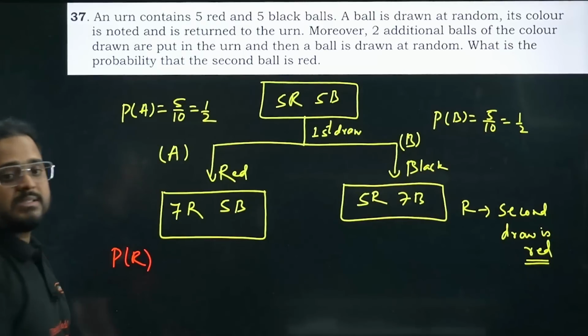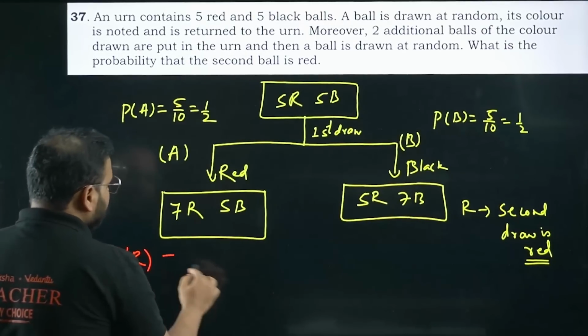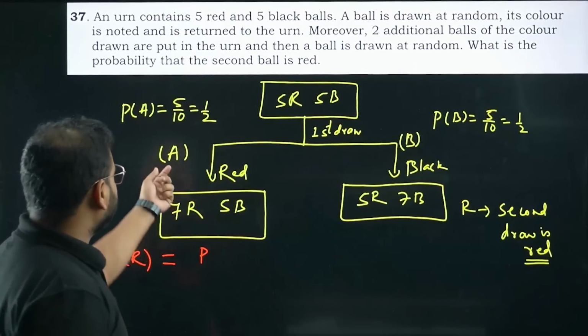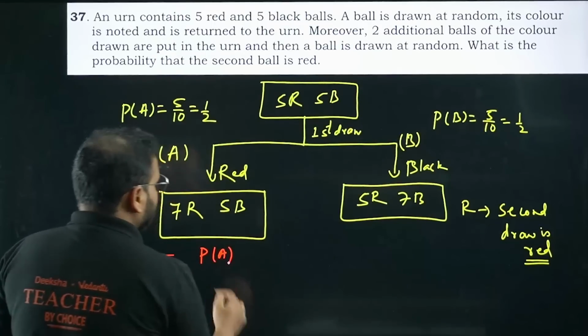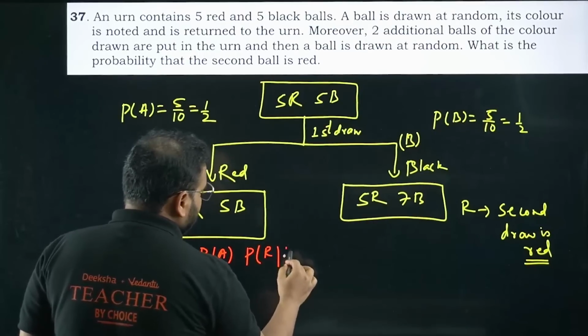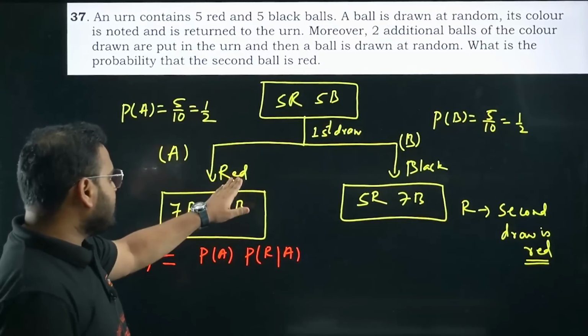Red on the second draw. Okay, so this can happen when I am getting this. Please check. I'm getting this: first draw red and then red on the second. First draw means after I get this red and then red.